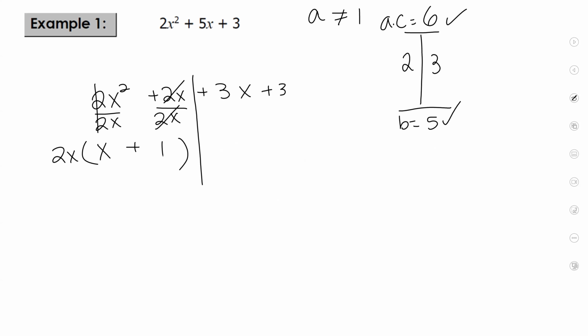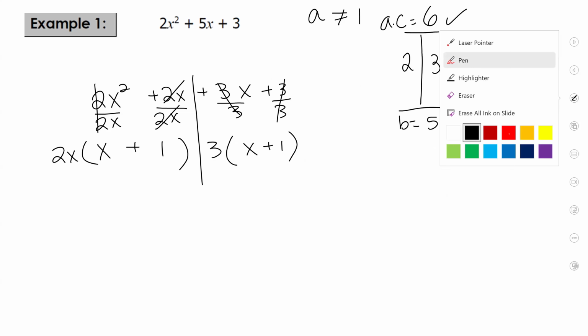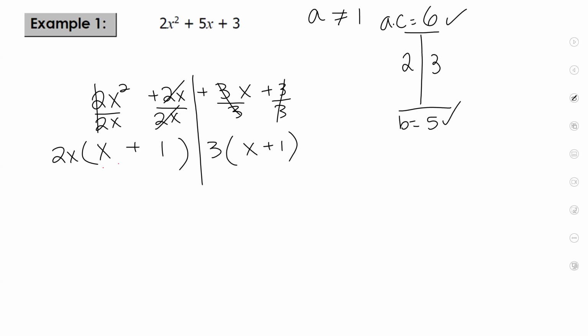Now let's look at this side. What can these both be divided by? 3. So 3 is on the outside, and you're left with x plus 1. Okay, now I know I did this correctly because this parentheses matches this parentheses. When you see that, that means you did it correctly, okay?